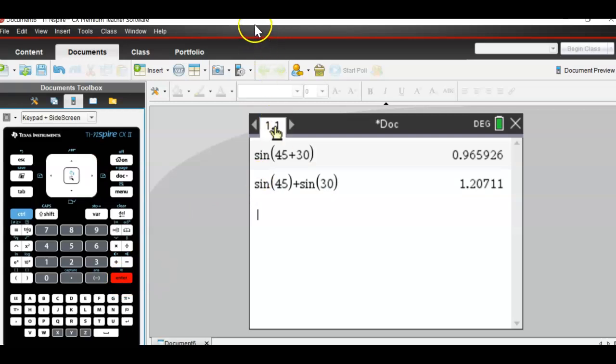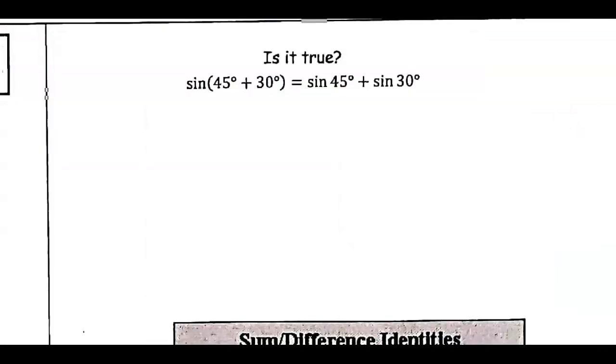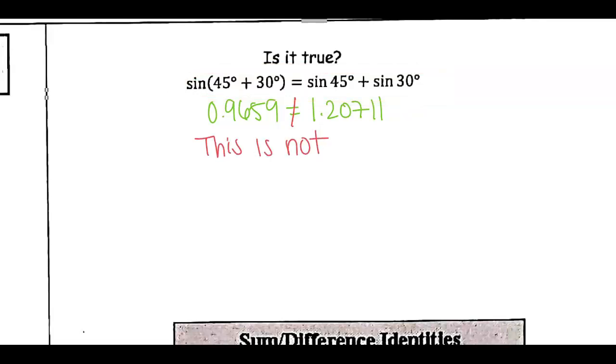So let me go ahead and move this out of the way and let me copy down the numbers that we just found. So we have 0.9659, and then we also have 1.20711. Okay, well, that's not fun. I thought both of them were going to hopefully be the same. Well, both of these are not the same. Since these are not the same, this is not, of course, a true statement, which means we can't use this as a sum identity. So I'm going to put down here, this is not true.